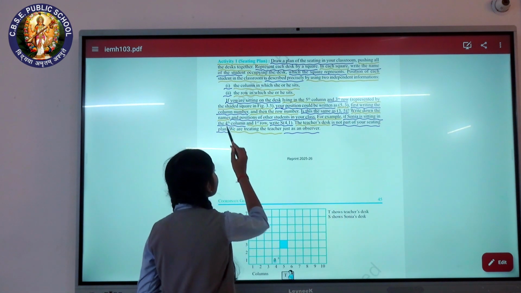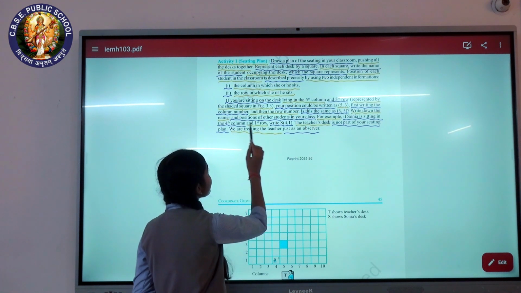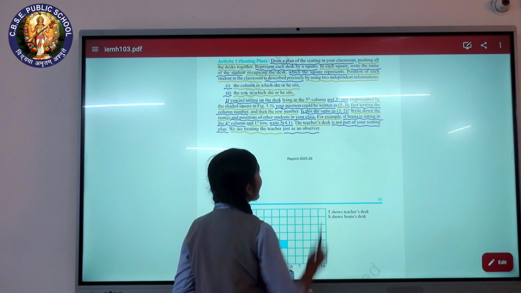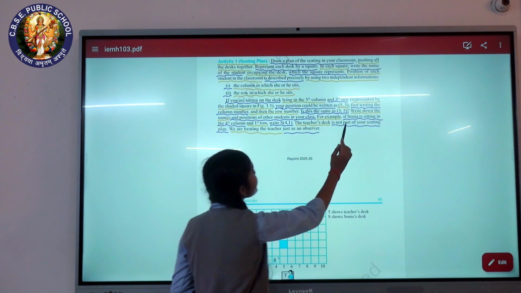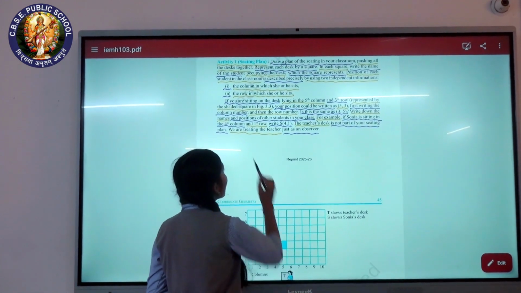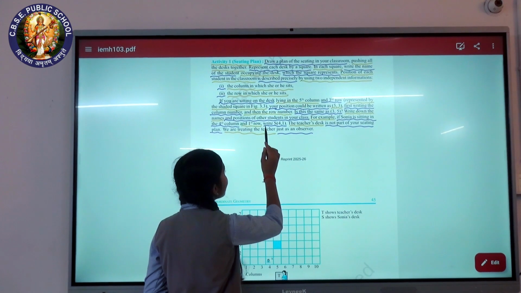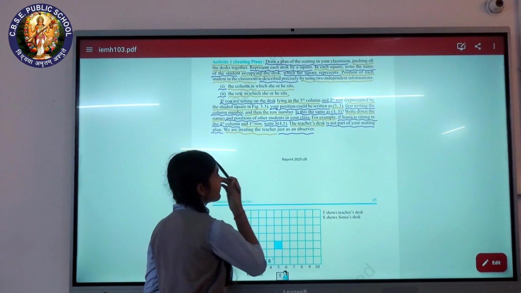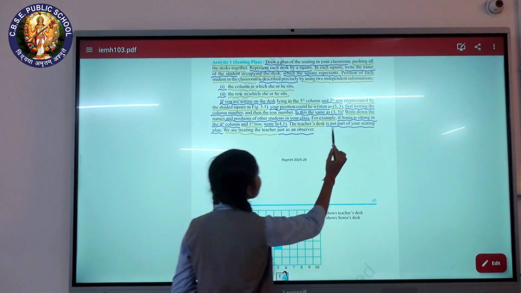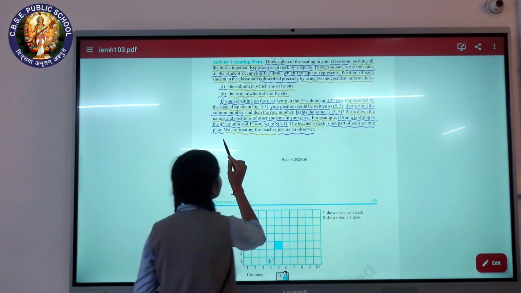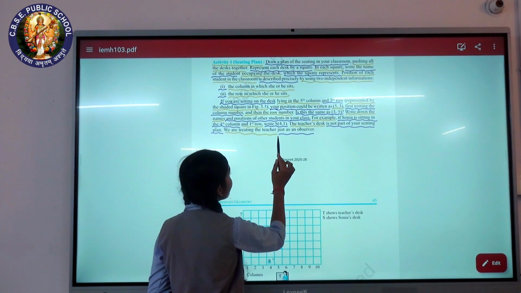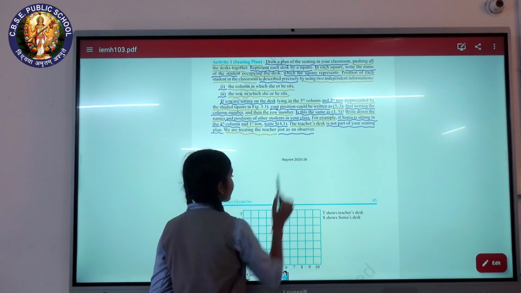Write down the names and positions of other students in your class. For example, if Sonia is sitting in the fourth column and first row, write as 4-1. The teacher's desk is not part of your seating plan. We are treating the teacher just as an observer.